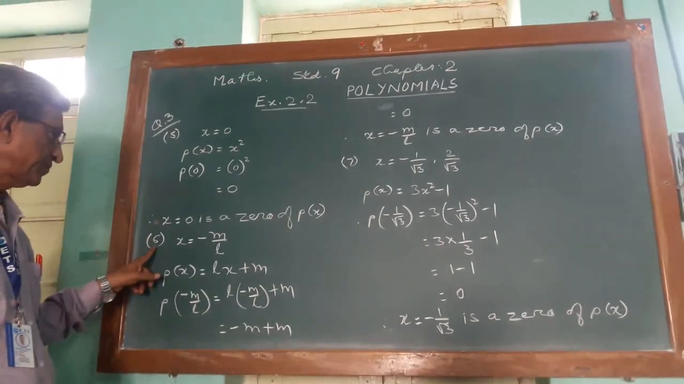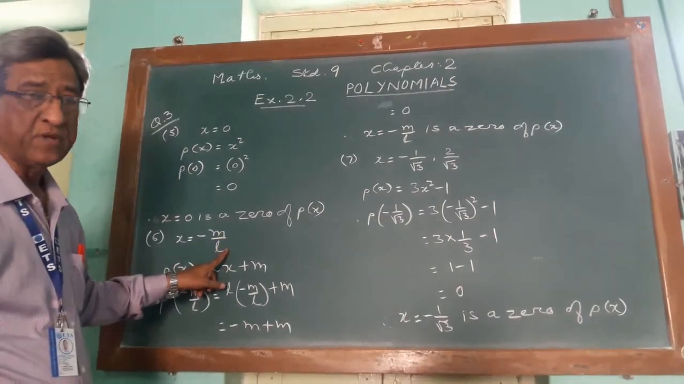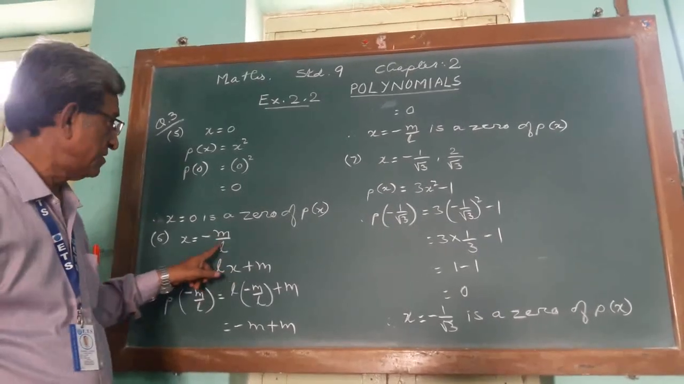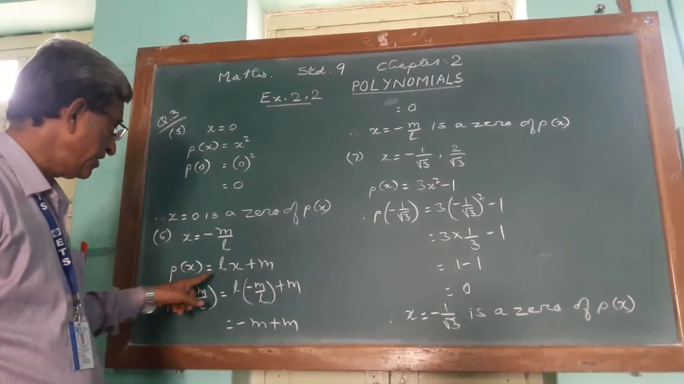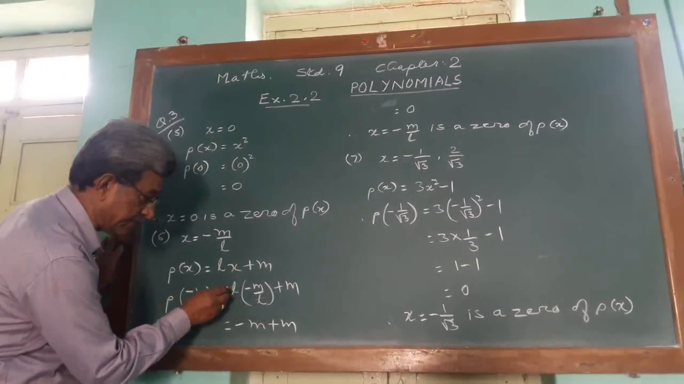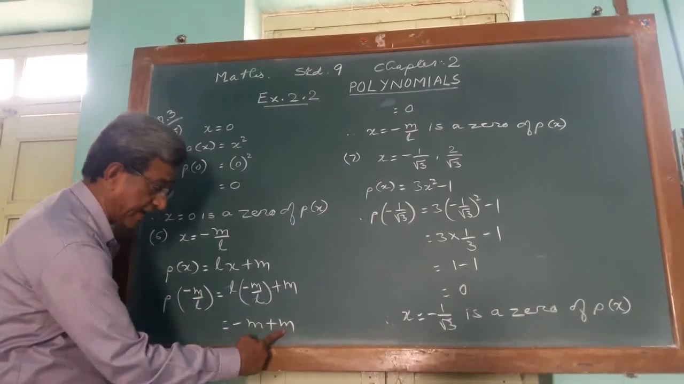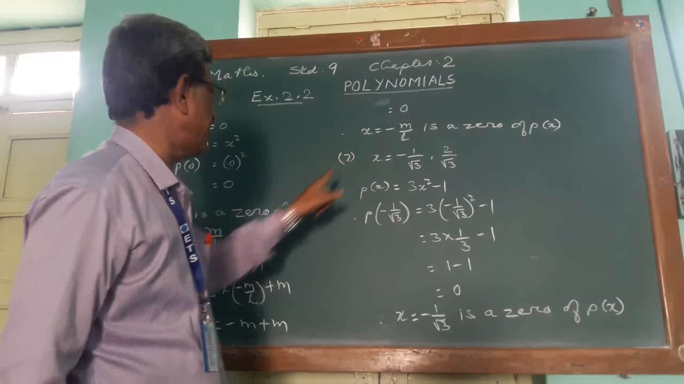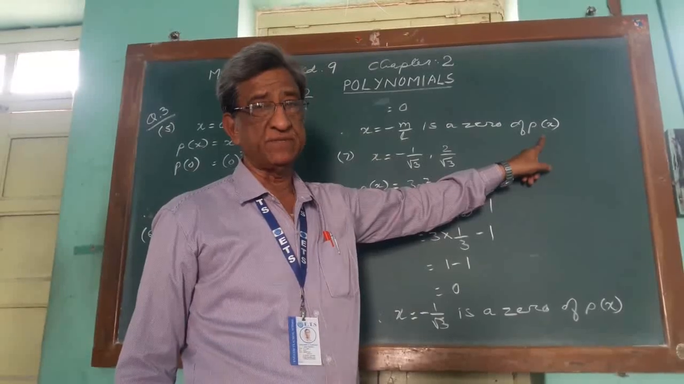Then question 6. Here the value of x is given minus m upon l. So you have to substitute the value of x, minus m upon l, in place of x. So here in place of x I have kept minus m upon l. So n will cancel and you will get minus m plus m. Minus m plus m gives you 0. As you got 0, you can say that x equal to minus m upon l is a 0 of p(x).